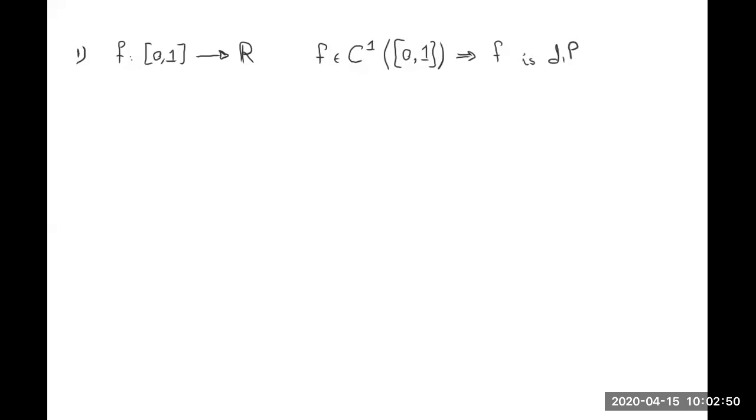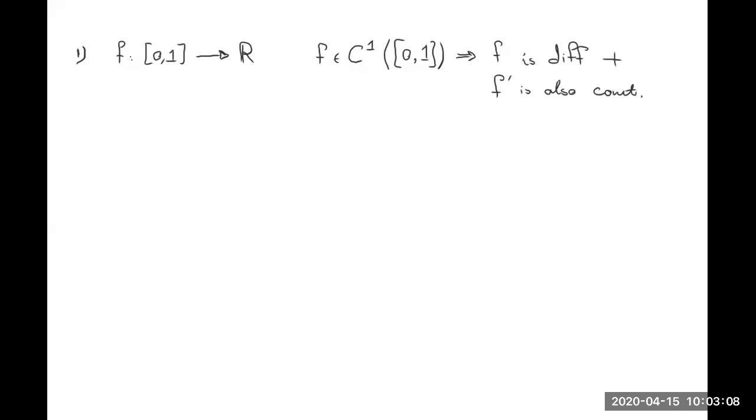Okay, so question number one is about a function f from the interval 0 to 1 to R, which is C1. We sometimes write that as f is an element of C1 of the interval 0 to 1. This is just a notation to say f is continuous and differentiable, and also the derivative f prime is also continuous. That's what it means to be an element of C1.